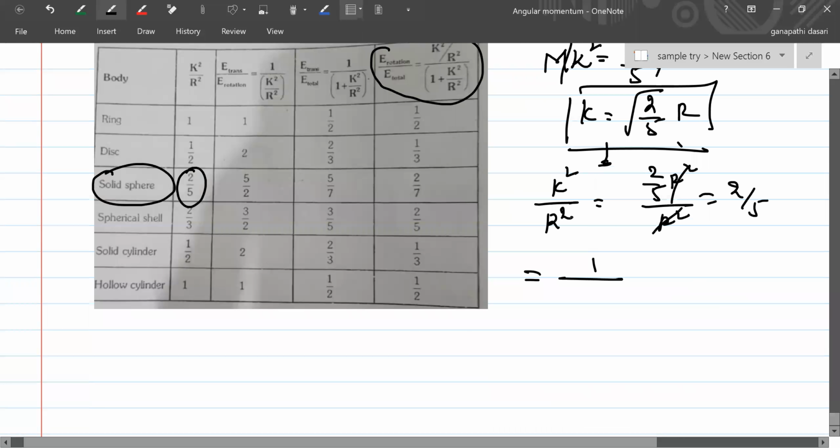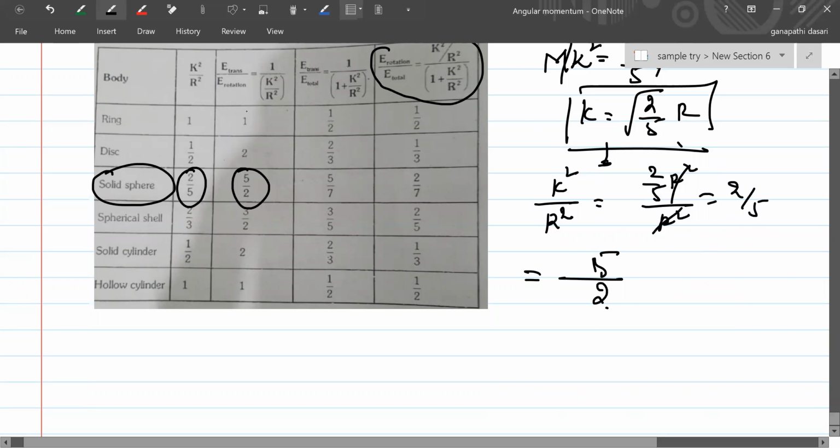k square by r square, if we reverse it, what will be happening? 5 by 2. So the questions will be asked like this. What is the ratio of the translational kinetic energy to rotational kinetic energy? That will be 5:2.